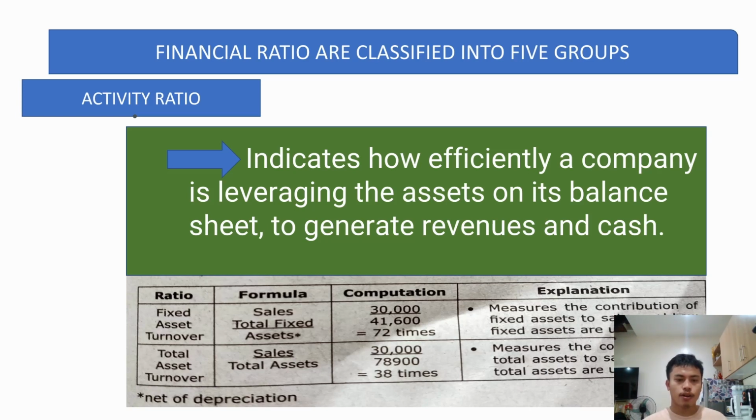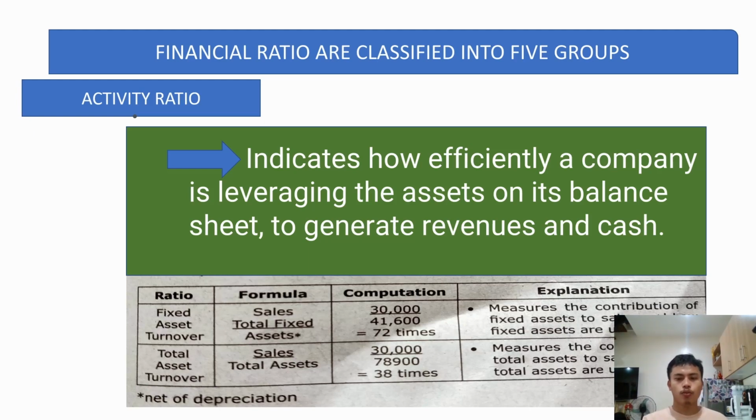The first ratio is fixed asset turnover. The formula is sales over total fixed assets. For example, the computation is 30,000 over 40,000, which is equal to 0.75 times. The total asset turnover formula is sales over total assets. The computation is 30,000 over 70,900, which is equal to 0.42 times. Then for the explanation, you can read it, it measures the contribution of fixed assets.